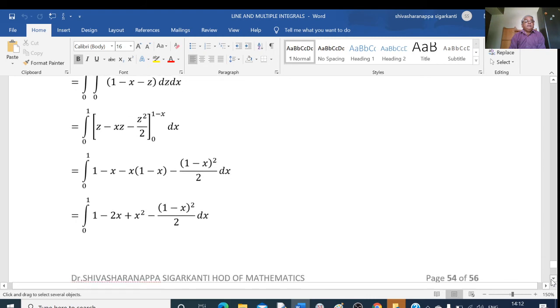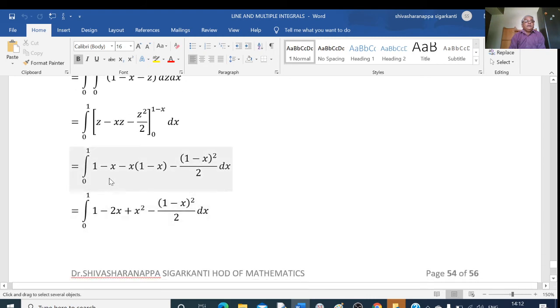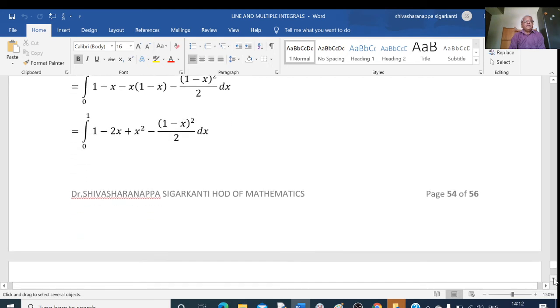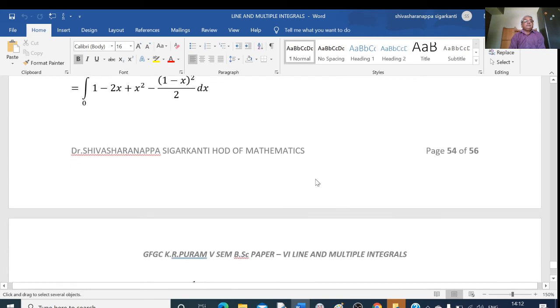Now simplifying, 1, then minus x into 1 is minus 2x, minus into minus plus x square, minus (1 minus x) whole square by 2, into dx. We have to integrate this with respect to x. So with respect to x, the integration of 1 is x, minus the integration of 2x is 2 into x square by 2, 2 gets cancelled. This is minus x square.